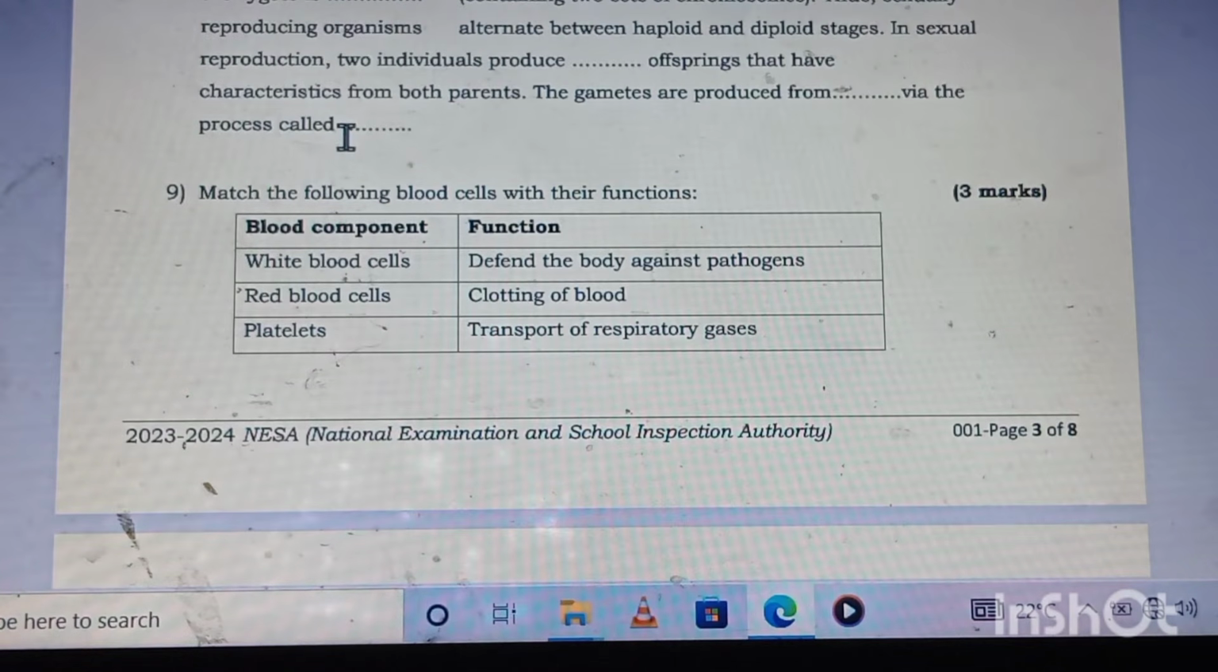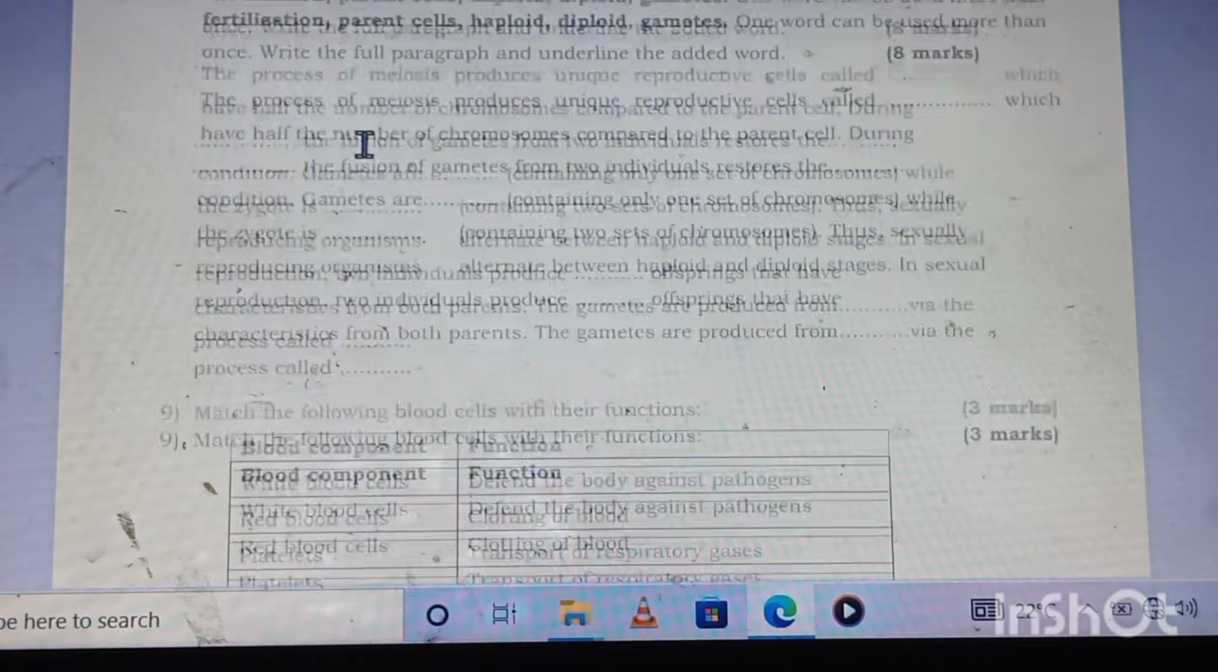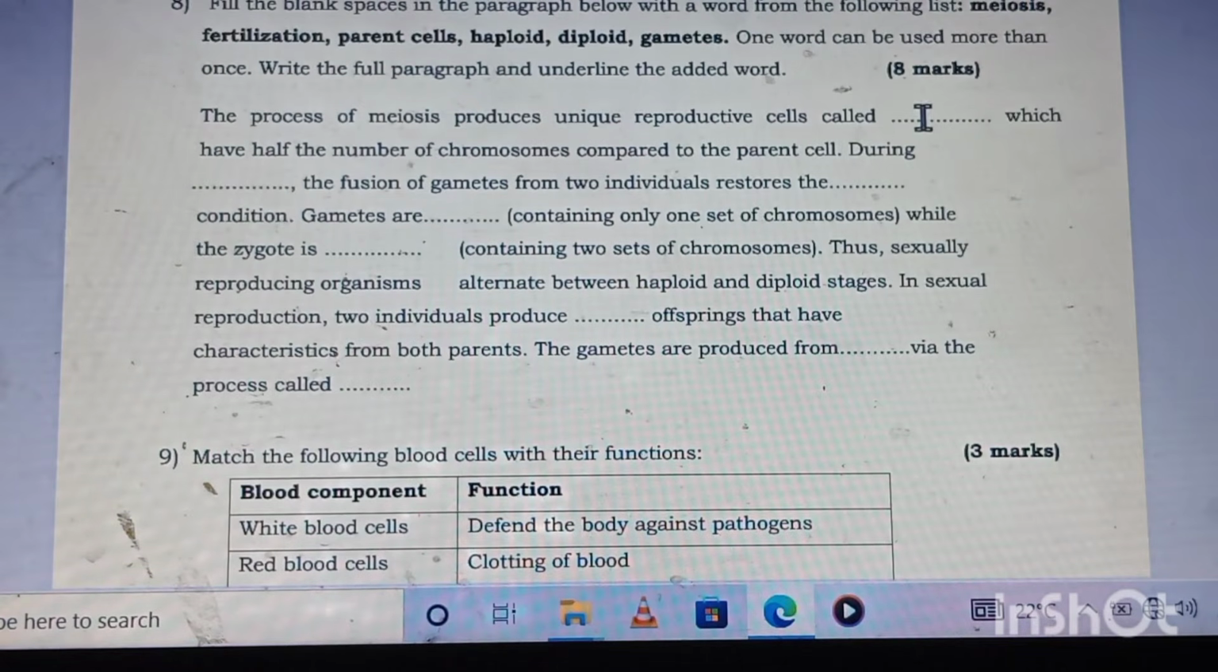The gametes are produced from the parent cell via the process called meiosis. Let us summarize it.